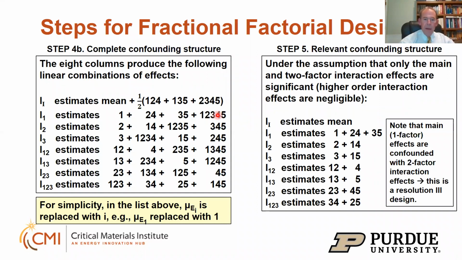Now, when I look at this structure, based on what I just said about 3-factor and higher order interactions perhaps being negligible, if we can make that assumption and it's reasonable, then our confounding structure simplifies to that shown here on the right. And all of a sudden, what I thought was really kind of a messed up, confounded mess becomes a little bit simpler, all right?